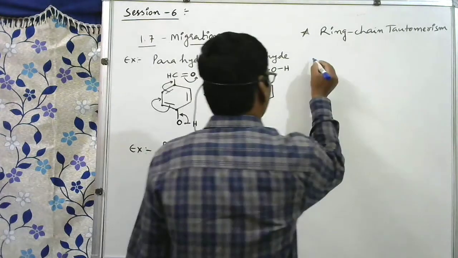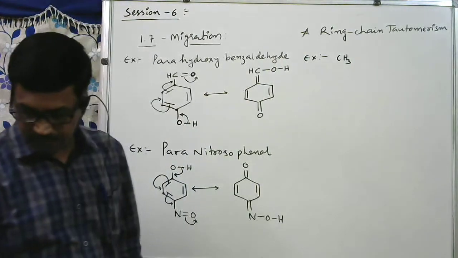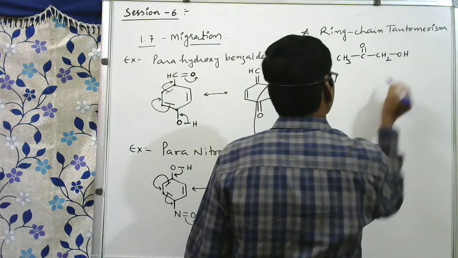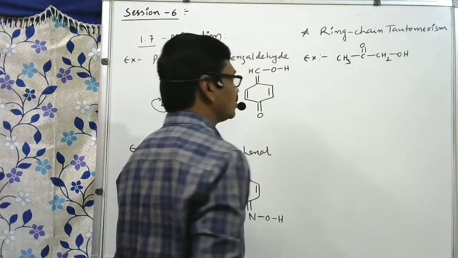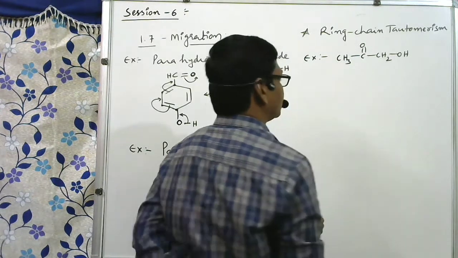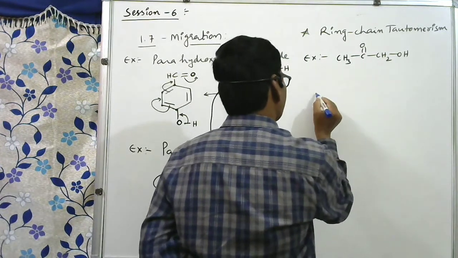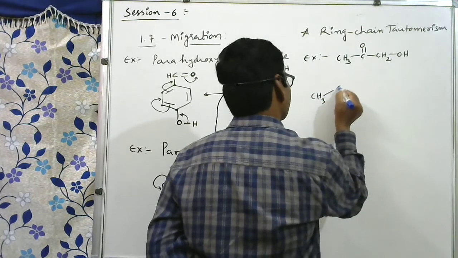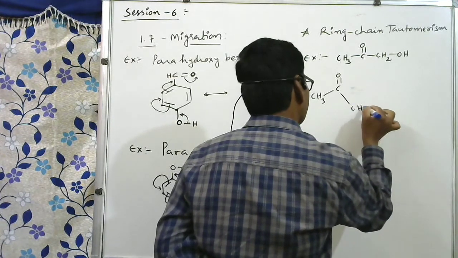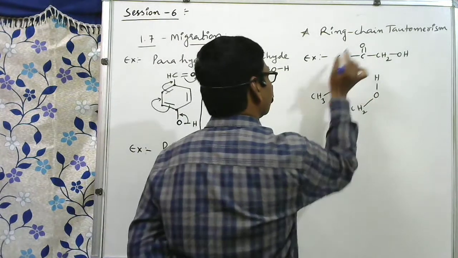Here I am taking this compound as example. CH3, then C double bond O, CH2OH. So here 1, 2, 3, it is acetone only, but acetonol, otherwise what we can say, 1, 2, 3. It is propan-1-ol-2-one. So for this we can write like this: CH3. I'm writing here C double bond O, here CH2, here CH2, then here OH. In this way I'm writing. So this is the chain.